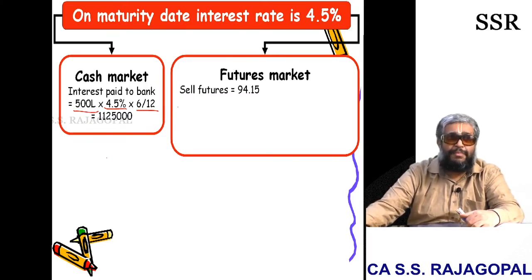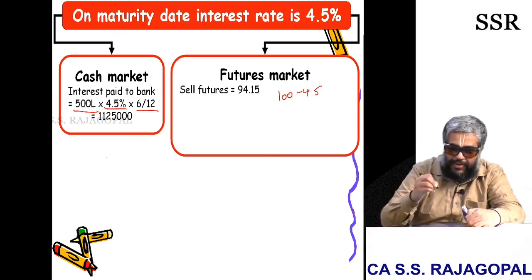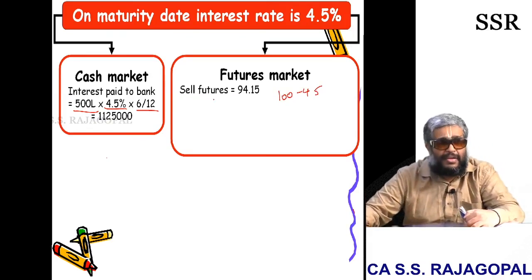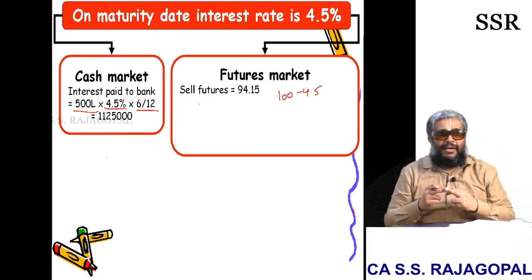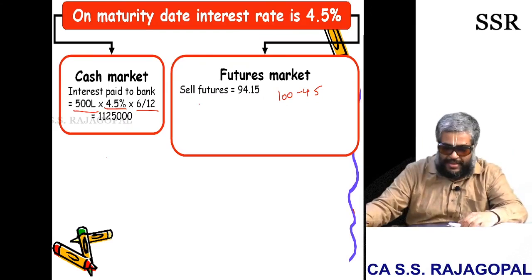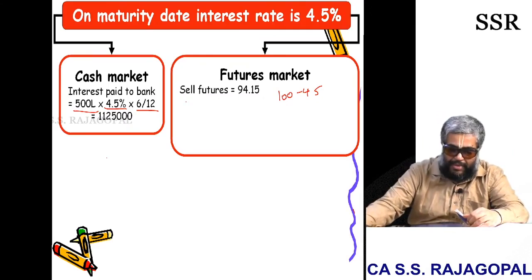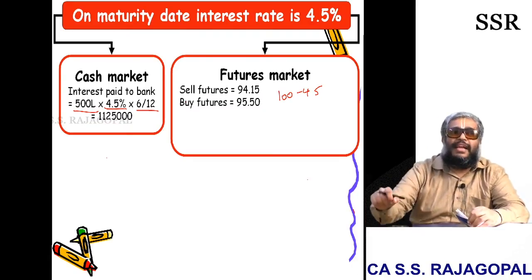Friends, when I give a buy futures, it should be 100 minus 4.5. Interest has now become 4.5%, right? Let us assume futures will match the cash market because there is a contango, that is a merger that happens. So in that case, I have to give a counter buy at 100 minus 4.5, which is 95.5. Here also you know that the change is only 4.5.